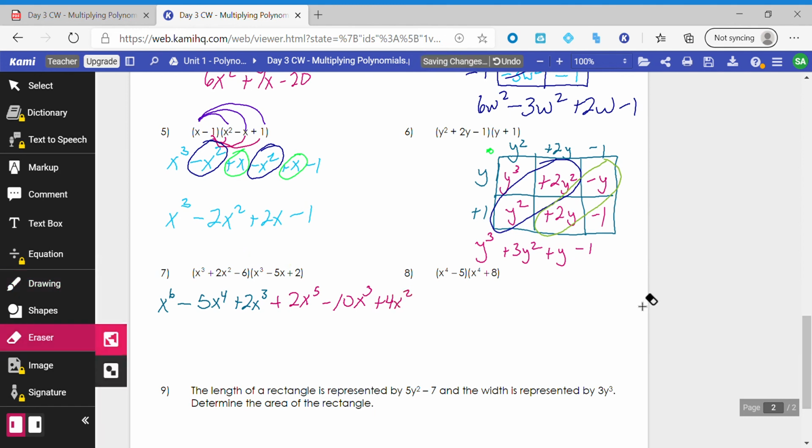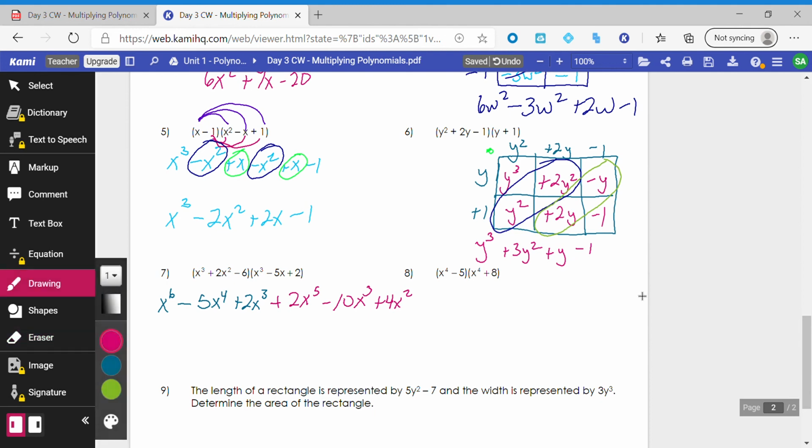So I've taken care of the x cubed and the 2x squared now, meaning all we have left now is the negative 6, in which I will distribute the negative 6 times everything. Negative 6 times x cubed gives me minus 6x cubed. Negative 6 times negative 5 is plus 30x. Negative 6 times 2 is minus 12.